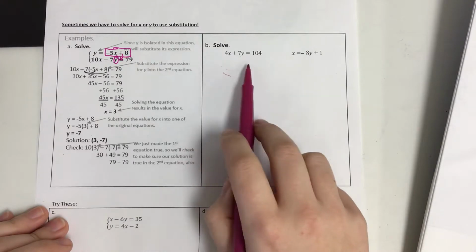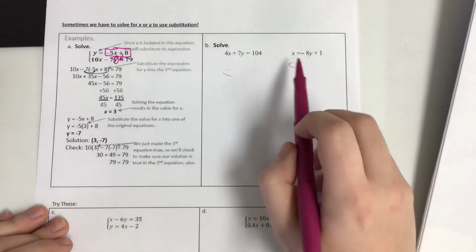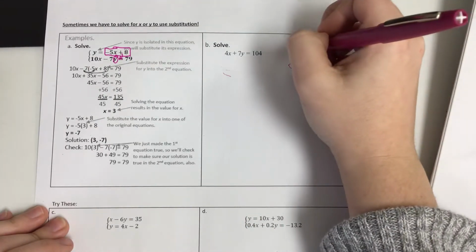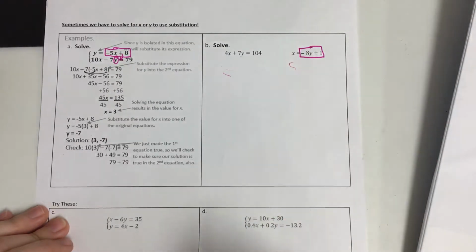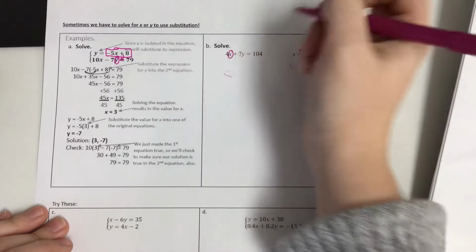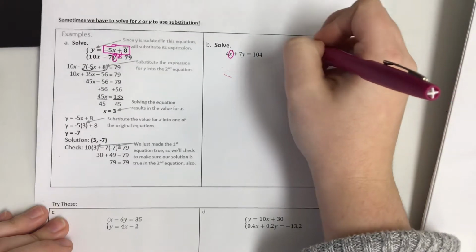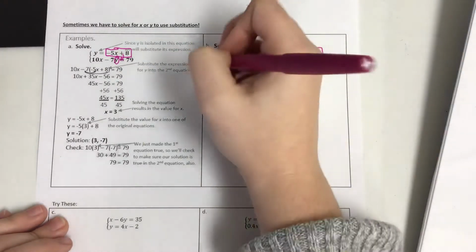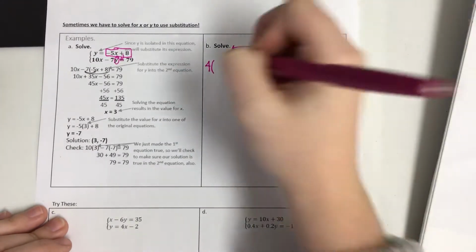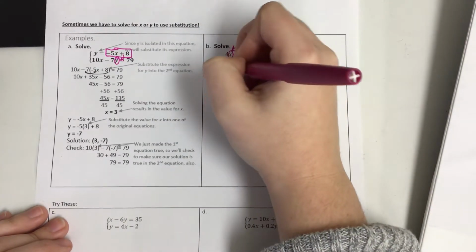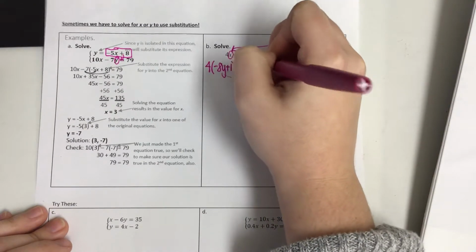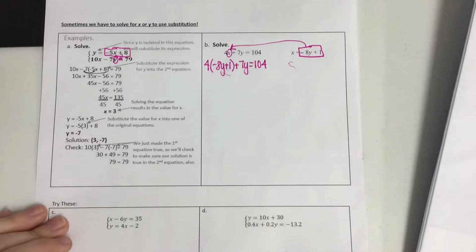We have these two equations, and we have one letter that's by itself. Even though the letter's not y, it'll still work. We know that x equals negative 8y plus 1. So over here, rather than keeping it as x, we are going to substitute in our other problem. So we're going to have 4 times negative 8y plus 1 plus 7y equals 104. And we can still solve this.